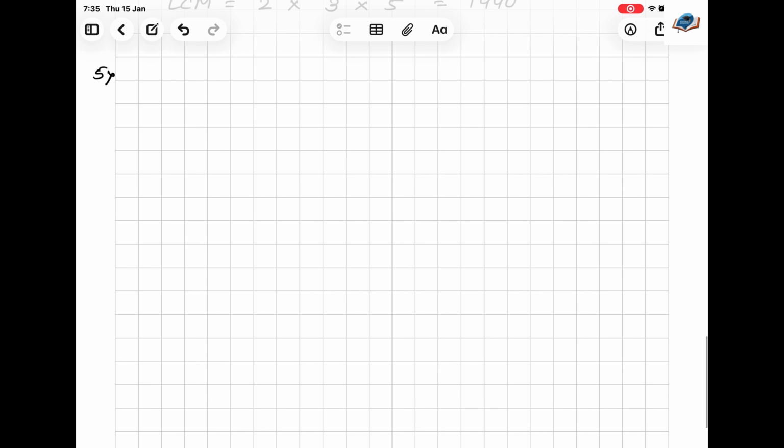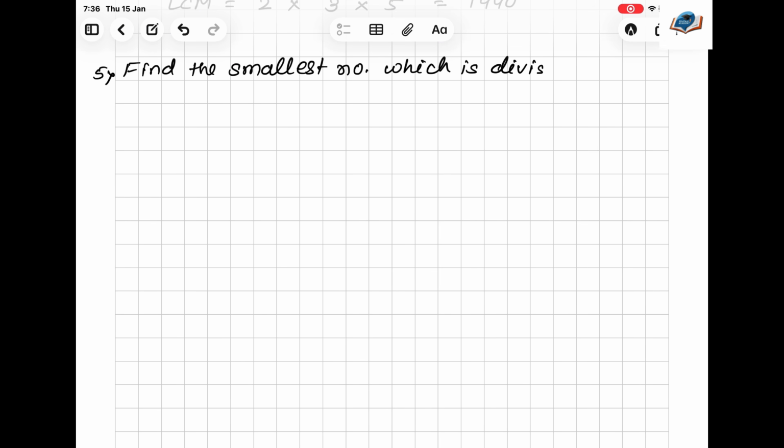Now question 5 says find the smallest number which is divisible by 306 and 657. So now if I bring factors of 657, I can say 306 into 2 plus 45.